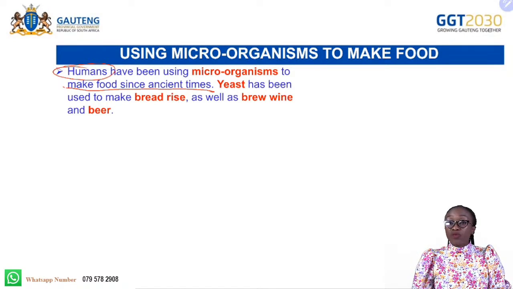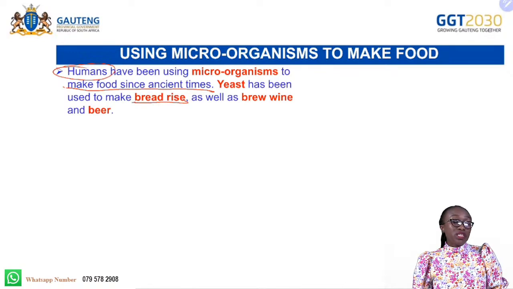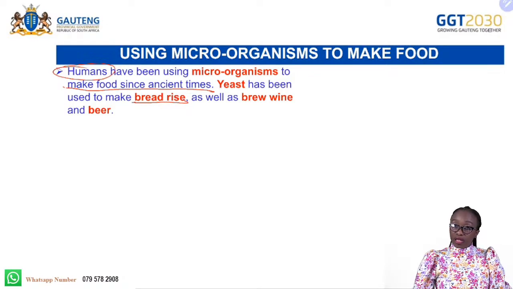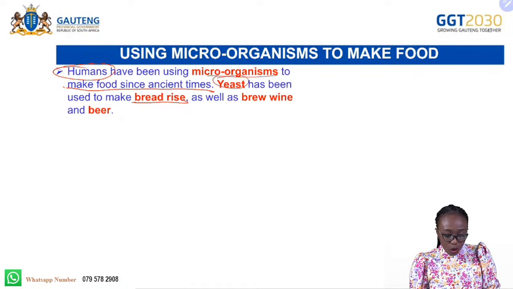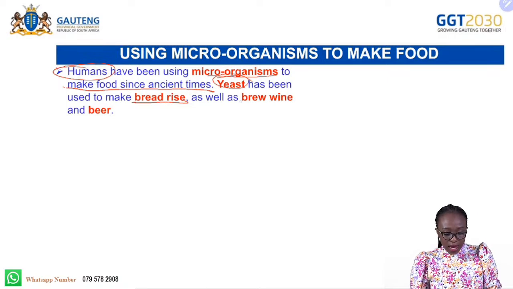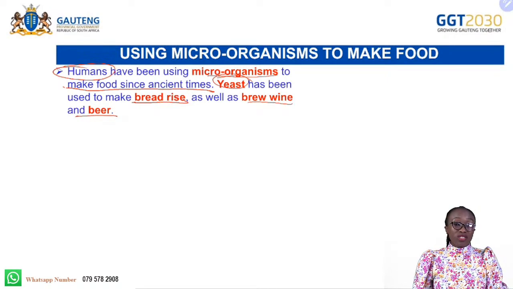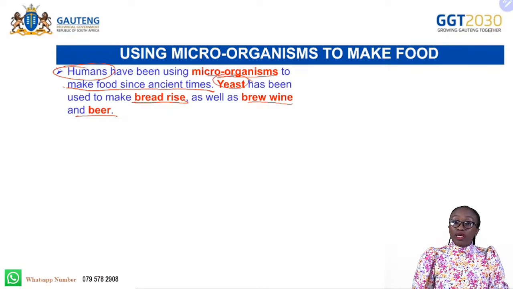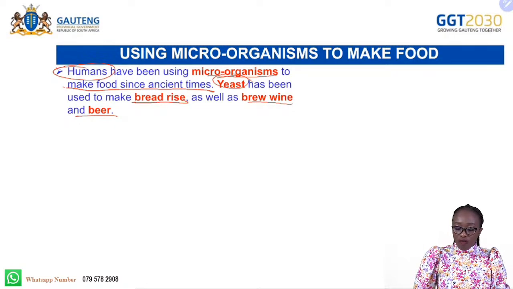Now, yeast has been used to make bread rise. So humans have been eating bread for many, many decades, and they used a microorganism called yeast to make the bread rise, as well as to brew wine and beer. So these microorganisms have been quite useful to our different cultures in the past centuries in the making of bread, beer, and wine.